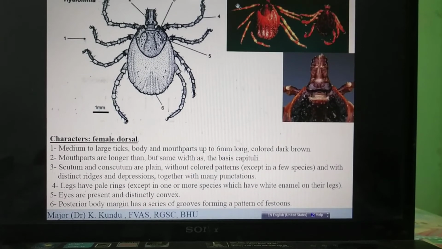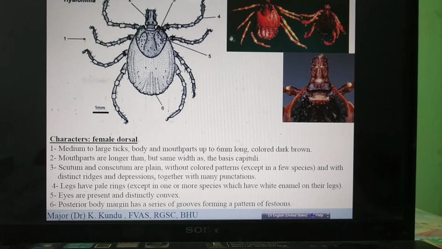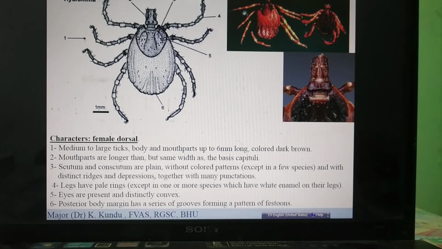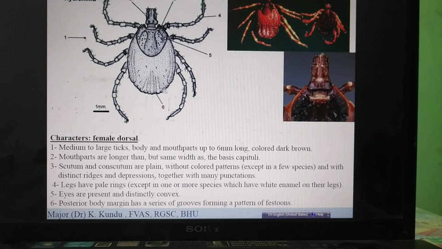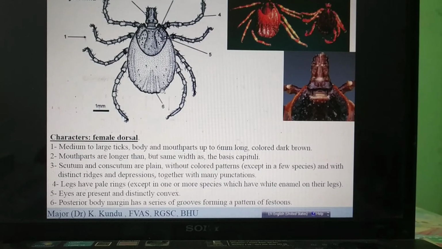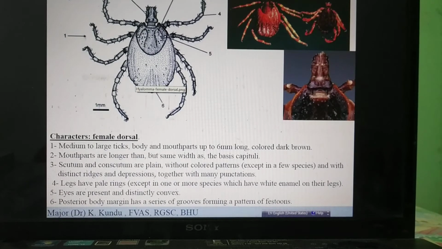So these are known as bont-legged ticks. That is why they are called the bont-legged ticks. They have pale ring-like structures or areas in the legs. The posterior margin of the body has got festoons. So they have festoons here.